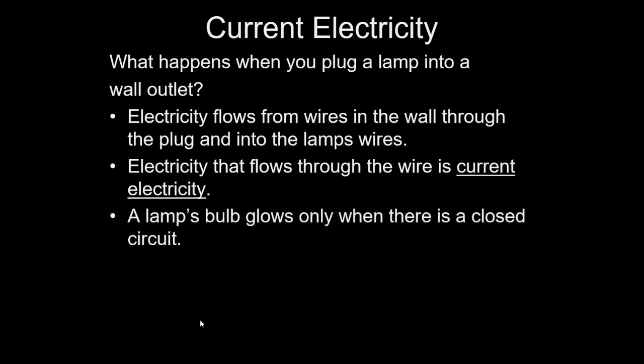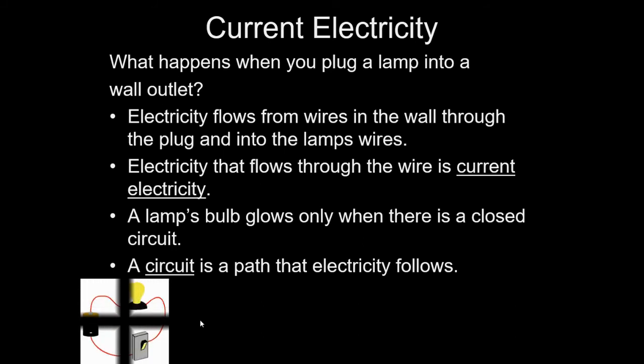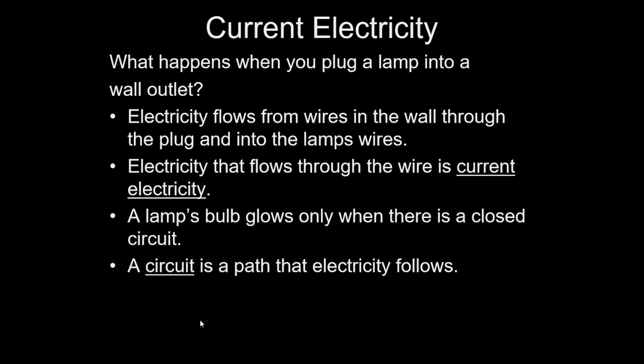A lamp's bulb glows only when there is a closed circuit. A circuit is a path that electricity follows. Okay, you need to write all of this information down.